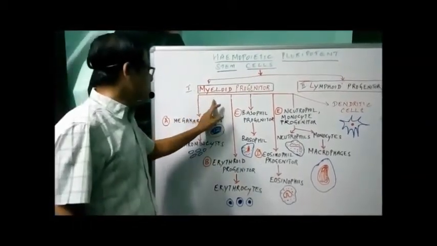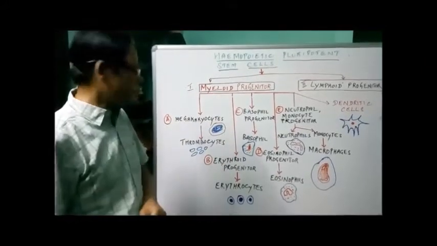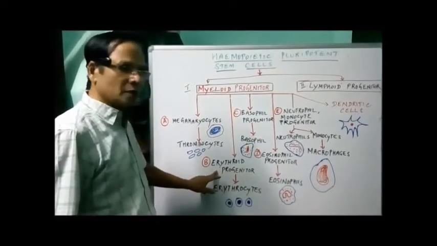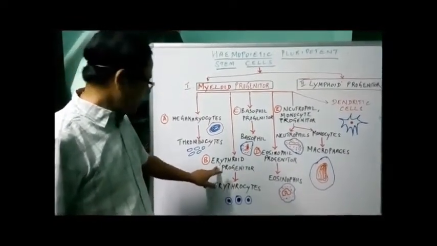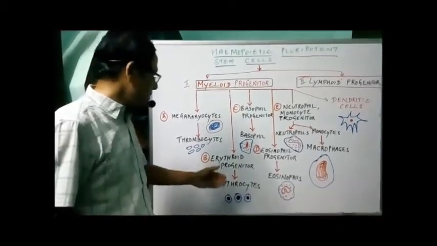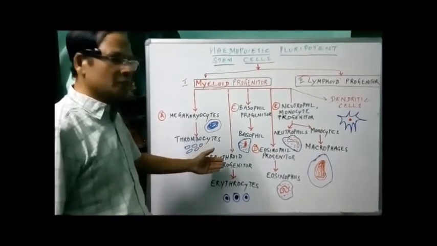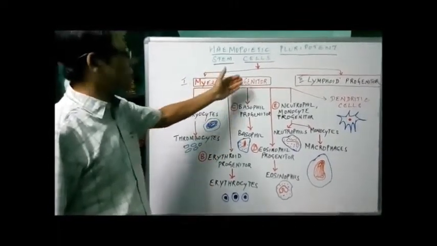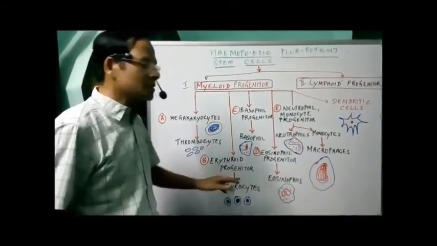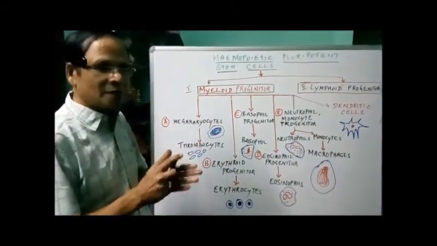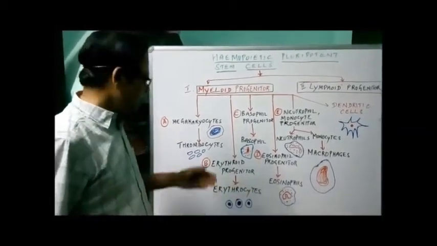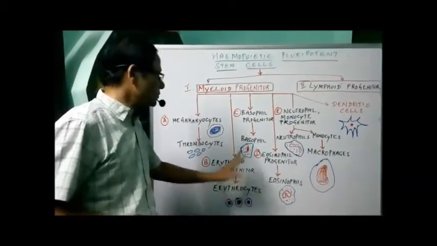Another type of cell derived from the myeloid progenitor is the erythroid progenitor. That is a stem cell, also called erythroblast, which normally gives rise to the erythrocytes, the RBCs. So the RBCs are developed from the erythroid progenitor, which is developed from the myeloid progenitor. This is the base. From that base we have the erythroid progenitor. Some of the myeloid progenitor cells get converted into erythroid progenitor or erythroblast. They undergo differentiation to form the erythrocytes.